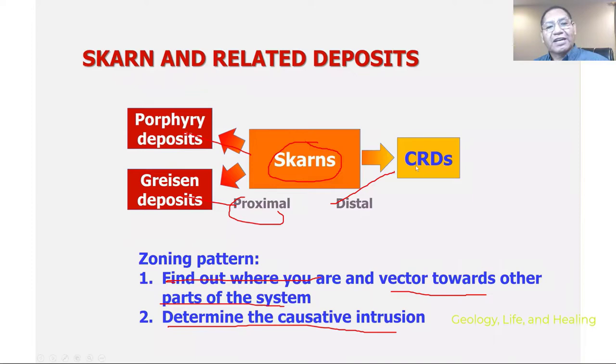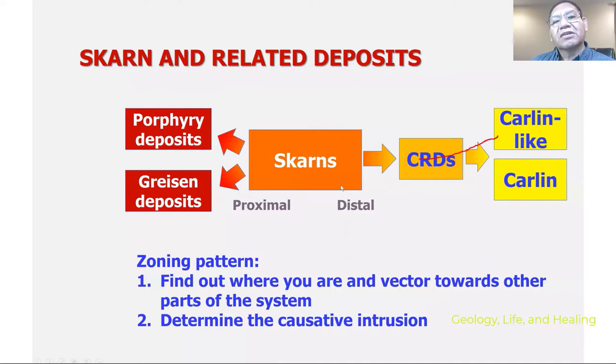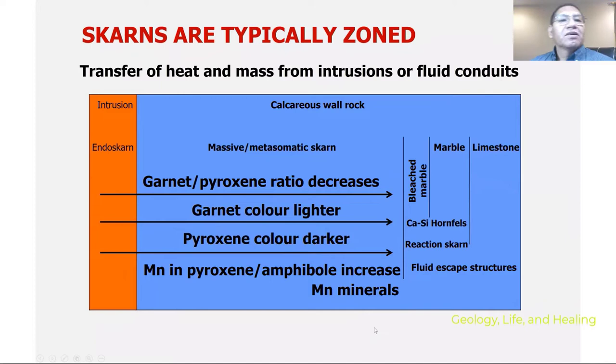Next one. In this case, we add Carlin-type deposits. Carlin-type deposits are a unique type of deposit. To date, they are only in Nevada, United States, and they are measured in ounces per ton. The lowest grade is 0.1 ounces per ton. It's very impressive.